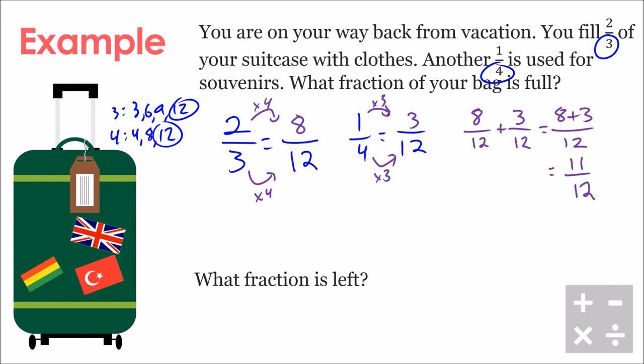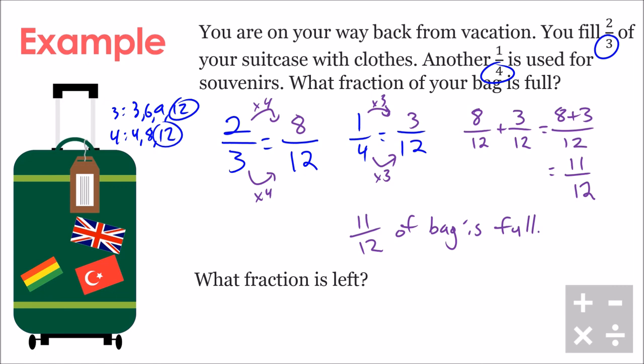So you've used up 11 over 12 of your bag. 11 twelfths of your bag is full. So I'm going to write that. 11 twelfths of bag is full. And I used bag. We talked about suitcase before. We'll just say they're the same thing. Now it's asking me what fraction is left over. So if I'm thinking of my whole and I'm going to subtract what's been used, I'm going to figure out what I have left. So let's do that quick.